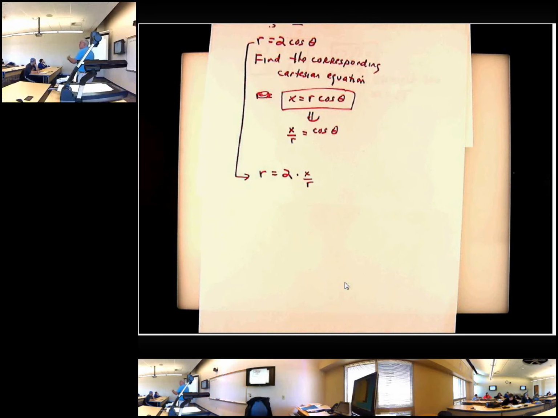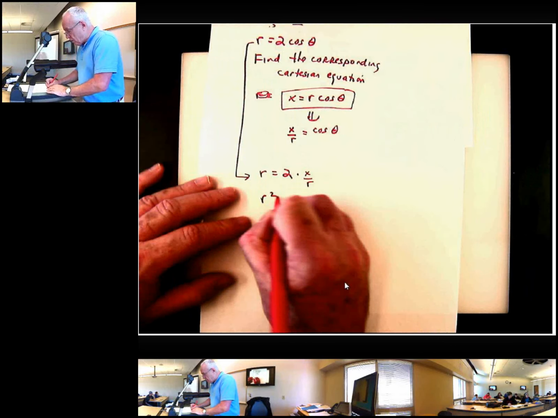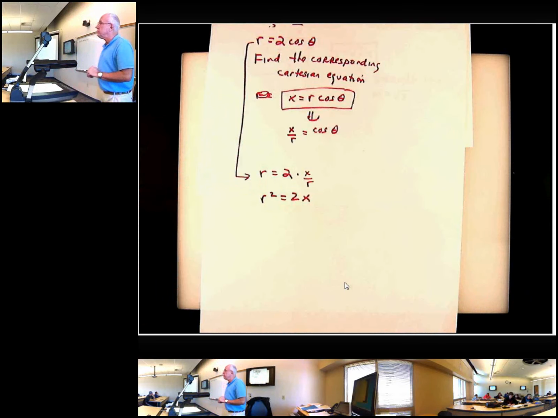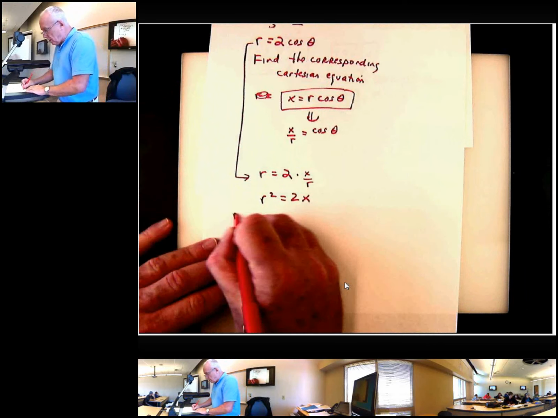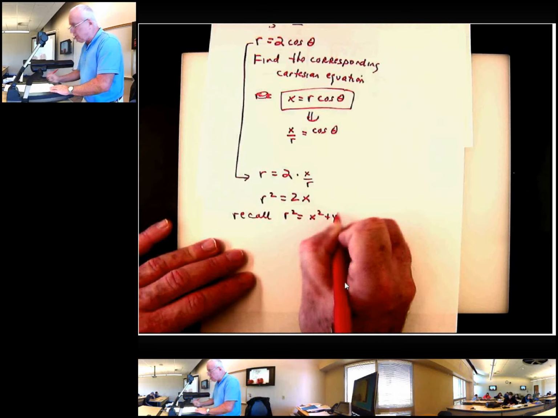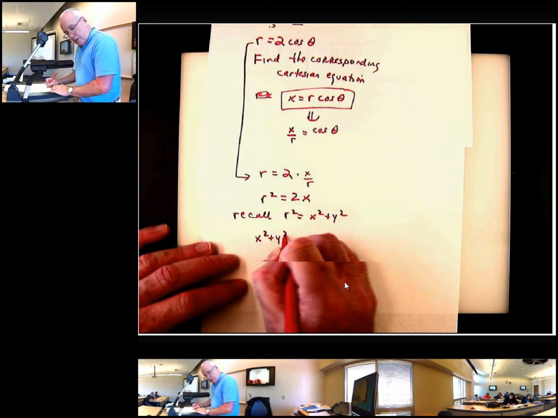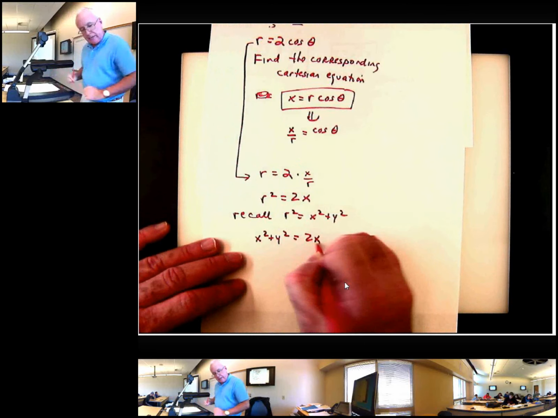Yeah, if I multiply both sides by r, or cross multiply, what I'm going to come up with is an r squared on the left-hand side. And r squared is equal to x squared plus y squared, and that'll do it. So let's multiply by r. We have r squared is equal to 2 times x. And then recall, r squared is equal to x squared plus y squared. Now let's plug that in. So we get x squared plus y squared is equal to 2 times x. All right, like that.